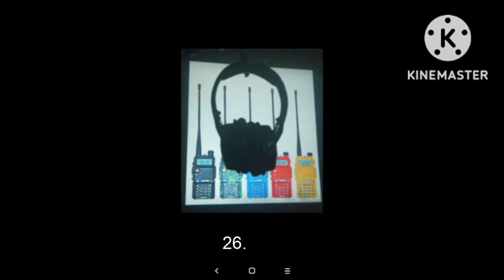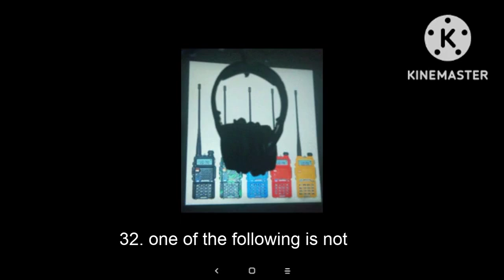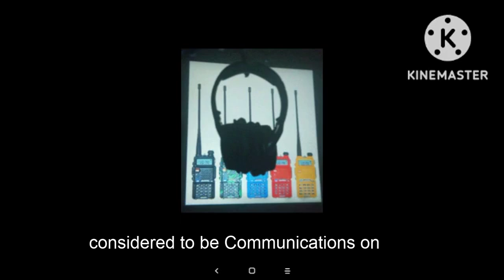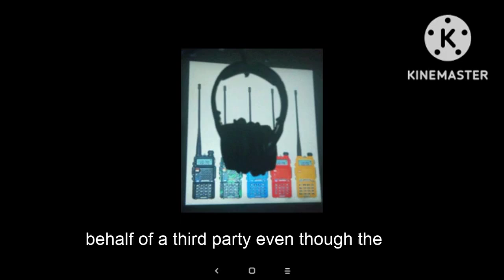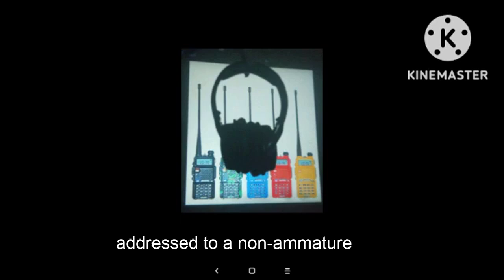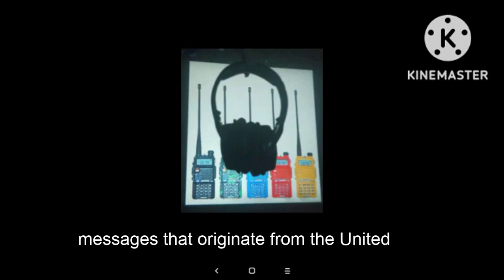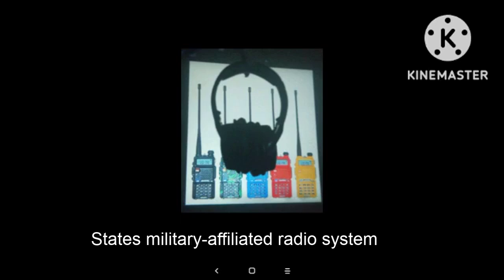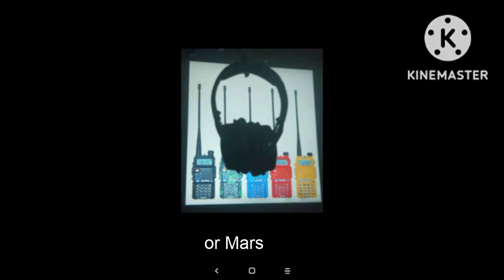26. 32. One of the following is not considered to be communications on behalf of a third party, even though the message may be originated by or addressed to a non-amateur. Messages that originate from the United States Military Affiliated Radio System, or MARS.